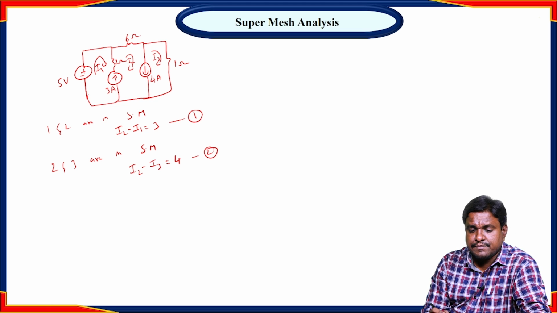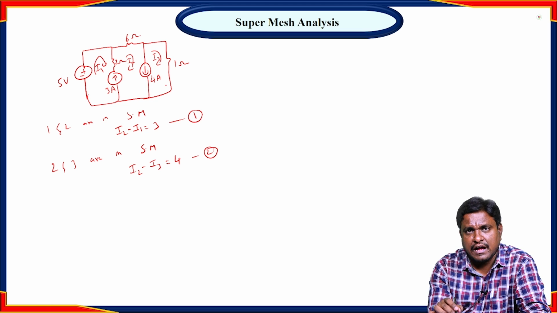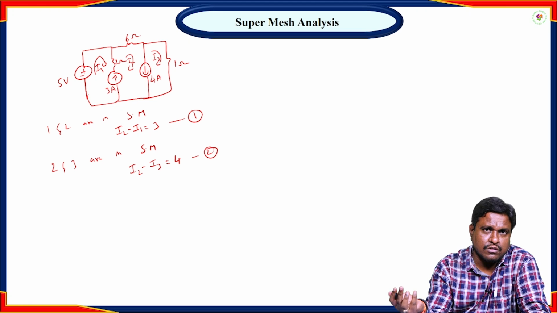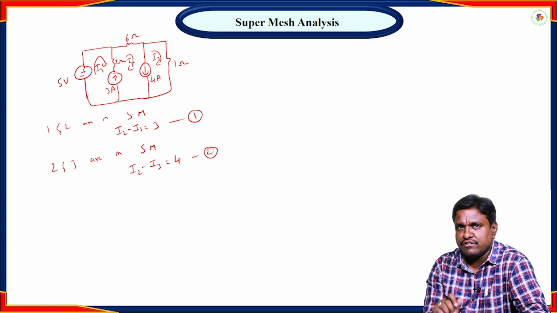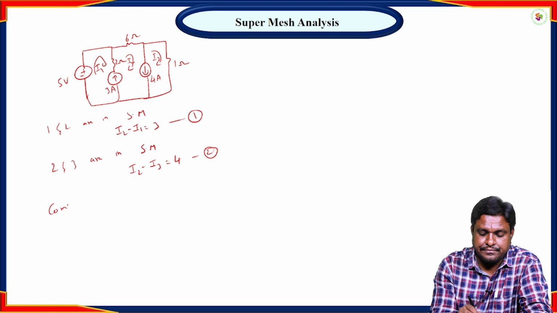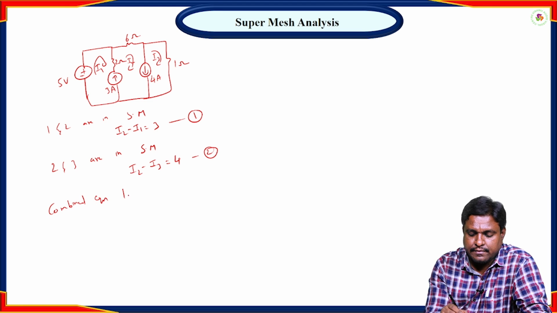And we can observe that all the 3 loops are going to have an impact of the current source. So there is no loop to apply KVL individually. So what about the third equation? The third equation is nothing but the combined equation for the loops 1, 2 and 3.